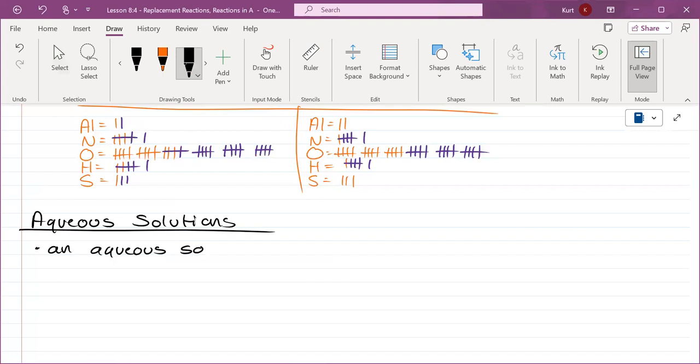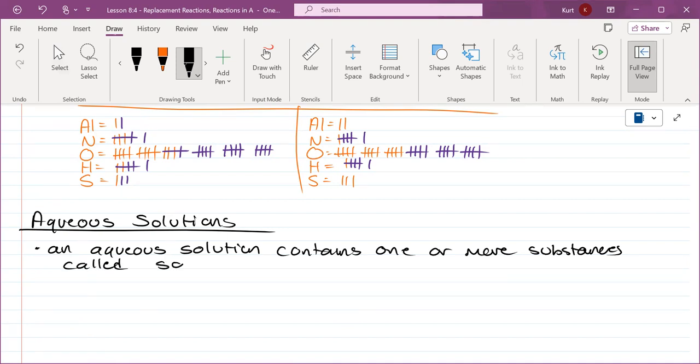An aqueous solution is typically water-based, and whenever you're dealing with a word problem and it says dissolved in water, water solution, or it just says the word solution, that's going to mean it's aqueous. An aqueous solution contains one or more substances called solutes. These are dissolved in water.